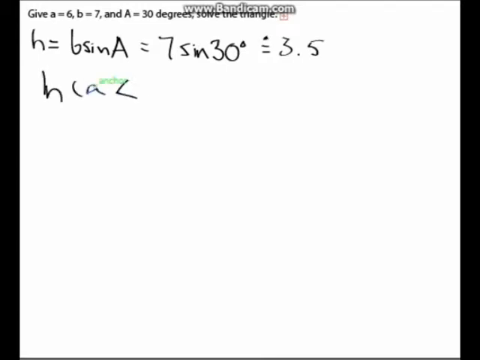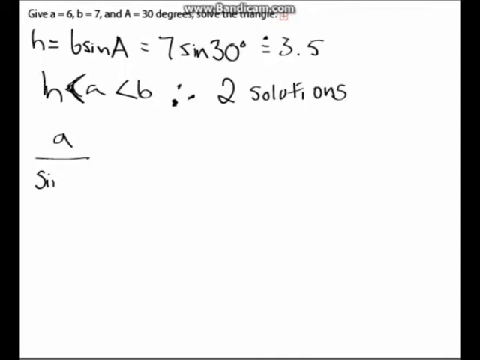The question reads, given that A is equal to 6, B is equal to 7, and angle A is equal to 30 degrees, solve the triangle. H is equal to B times sine A, which is equal to 7 times sine 30, which is approximately equal to 3.5. H is less than A, and A is less than B, therefore this question has two solutions.